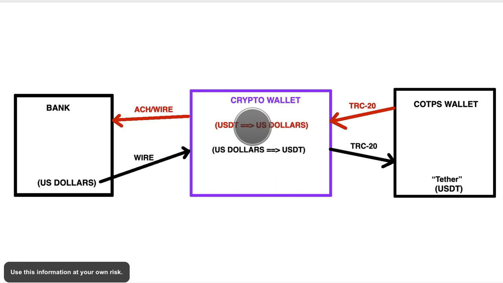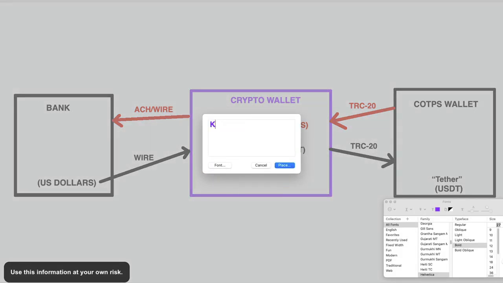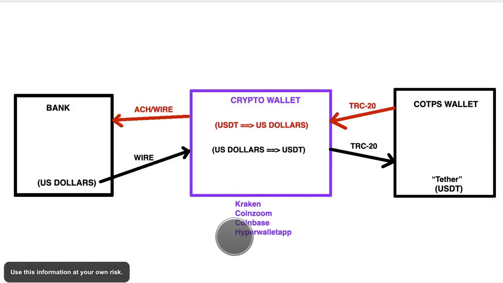In the middle here, this represents your crypto wallet. These are going to be things like, I'm not recommending any of these, I'm just giving you examples, things like Kraken, CoinZoom, Coinbase, Hyperwallet, things like that. And it's basically just a location to store dollars or digital currency.